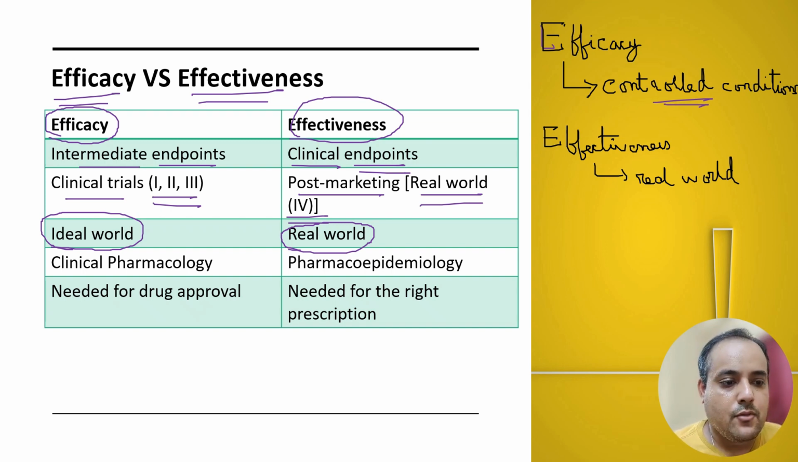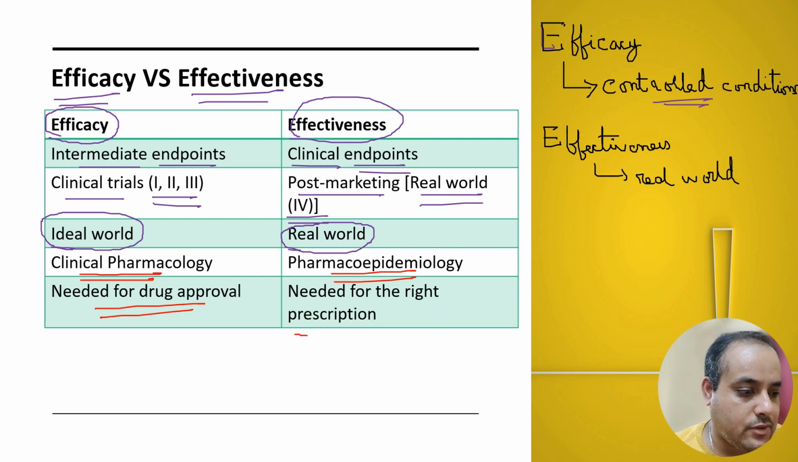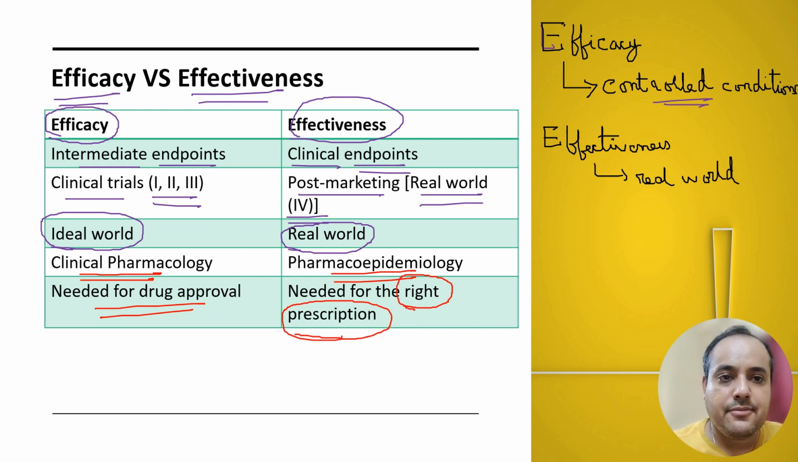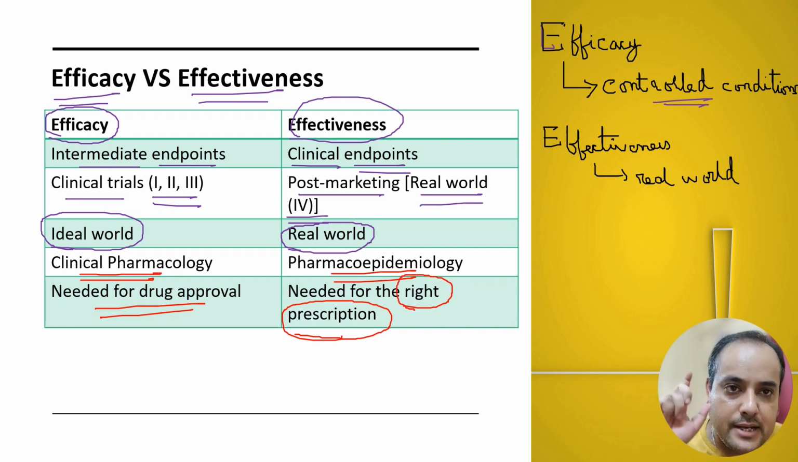For the purpose of efficacy, we need clinical pharmacology. But for effectiveness, we need to conduct pharmacoepidemiological studies. Efficacy is needed for drug approval, but effectiveness is needed for the right prescription. Another very important point: efficacy is for drug approval, but a rational, right prescription is given by the effectiveness of the drug and not the efficacy of the drug.